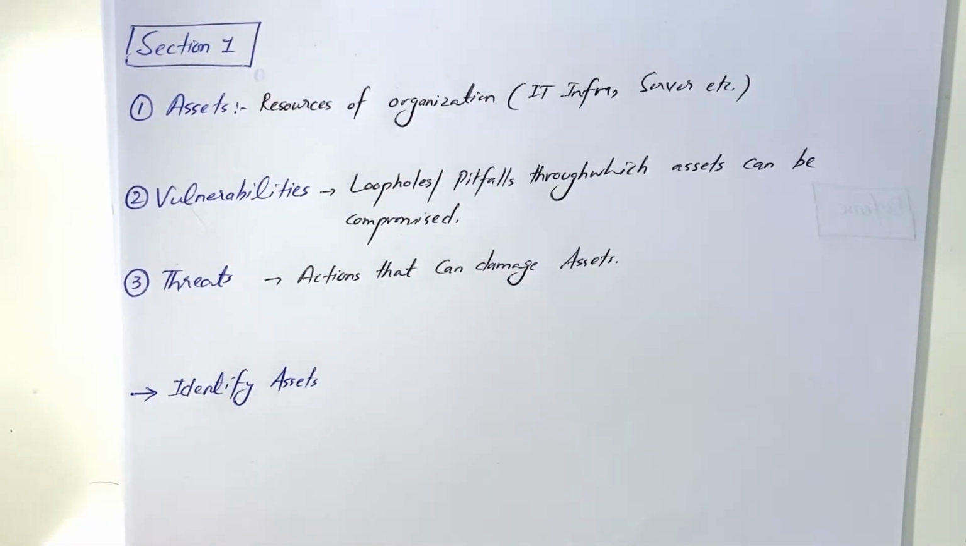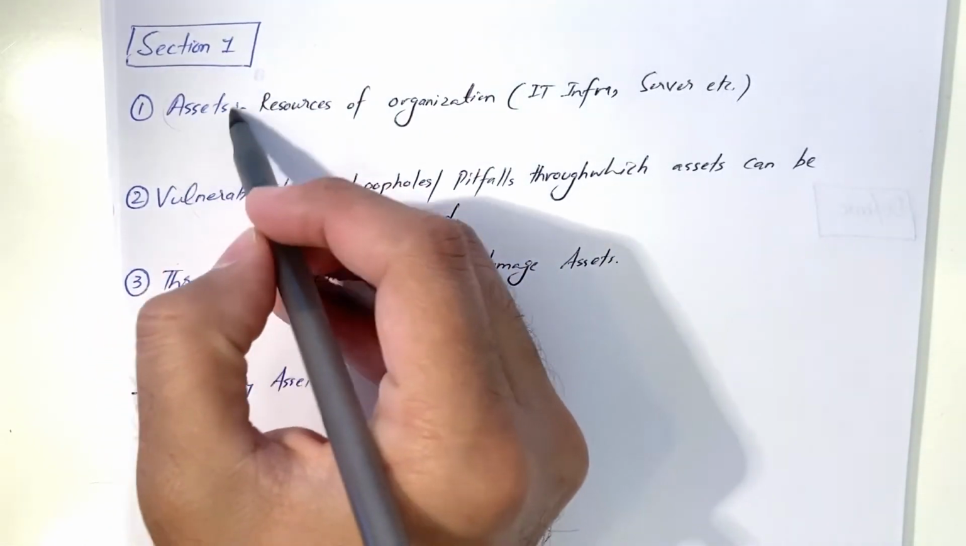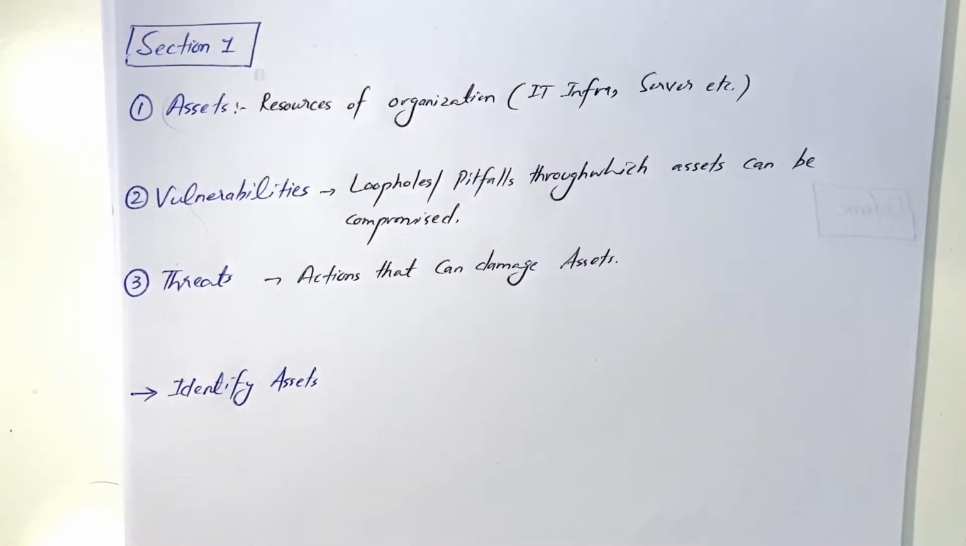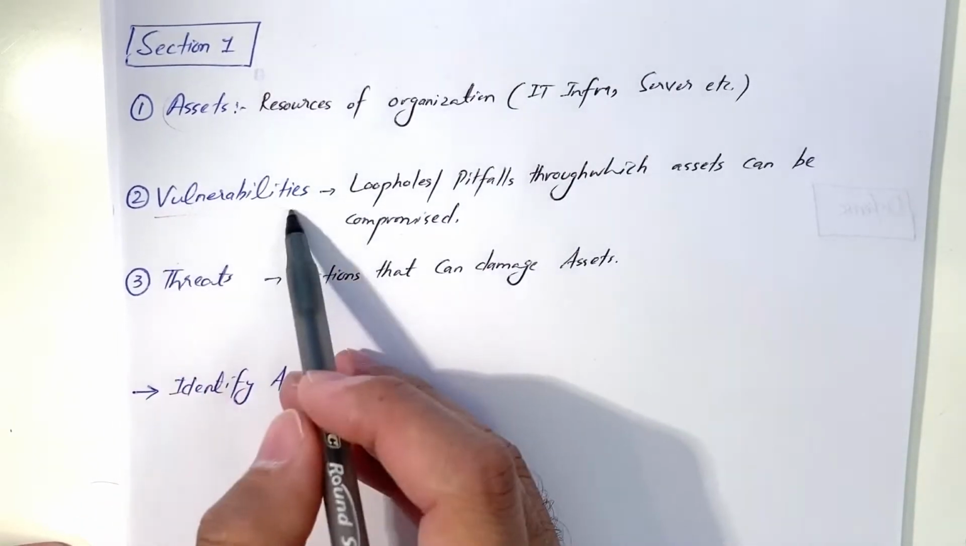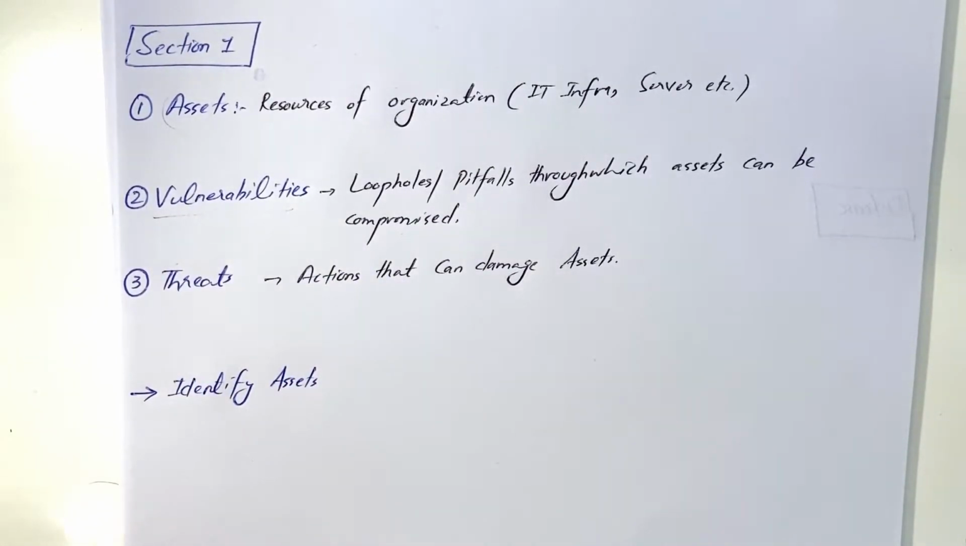So in vulnerability assessment, mainly there are three steps. First of all, we identify and classify our assets. So first of all, we identify which are the assets, what is the worth of the asset to the organization, what's the importance to the organization or the business. Then we find vulnerabilities associated with those assets, and then last is the threats. We identify the threats.